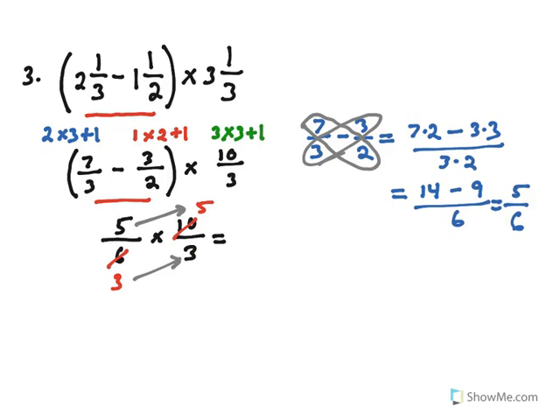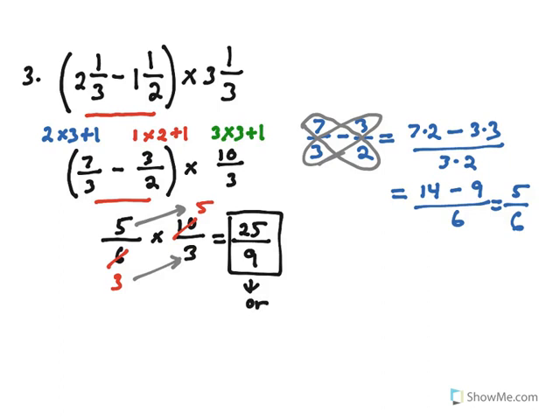5 times 5, again, is 25. Okay, so let me write that over here. And then 3 times 3 is 9. So the answer is going to be 25 over 9.